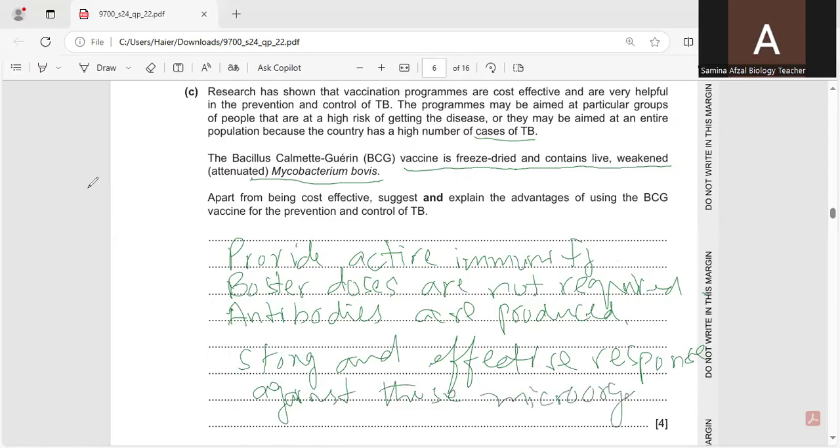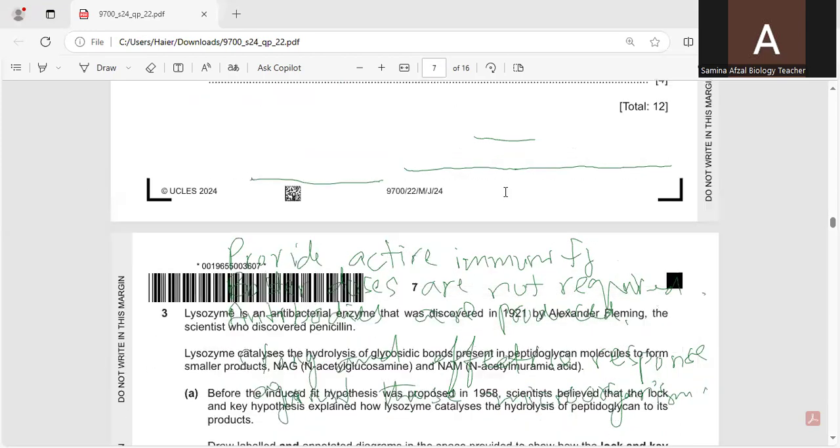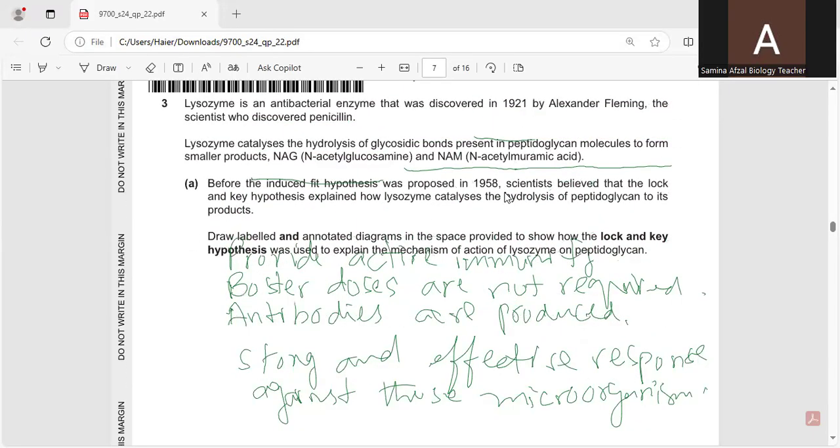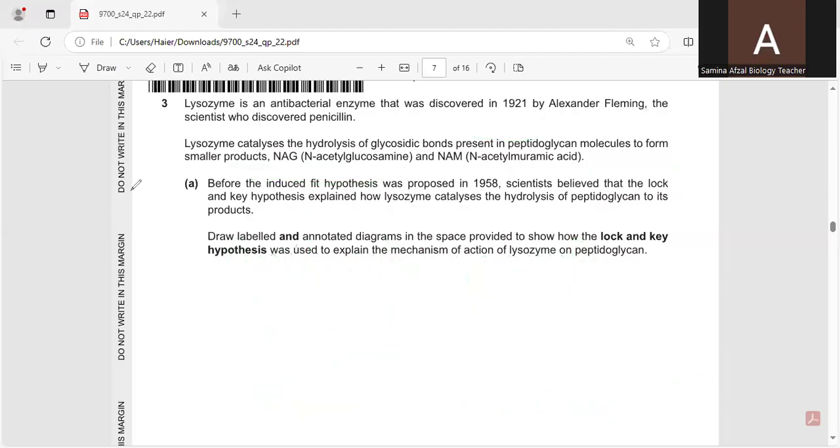Next, we are moving towards the next question. Question number 3. And question number 3 is, lysosome is an antibacterial enzyme that was discovered in 1921 by Alexander Fleming, the scientist who discovered penicillin.